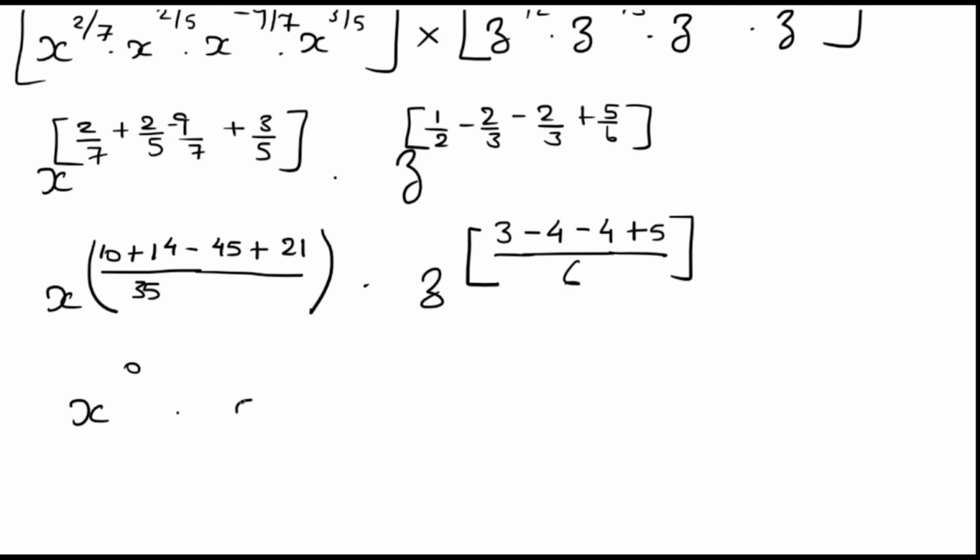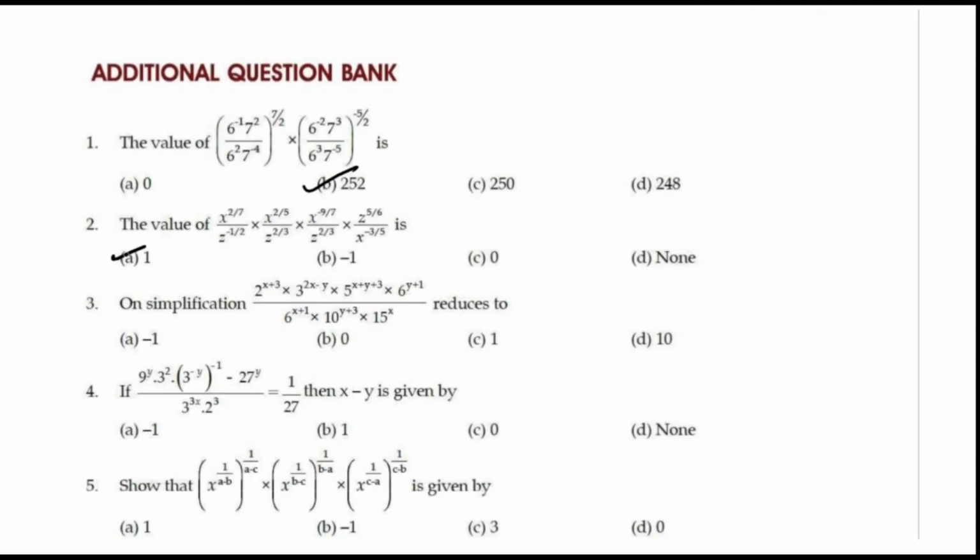So x to the power 0 and this side too, z to the power, when you add everything, you will get 0 divided by 6. So that will also become 0. So anything to the power 0 is 1. So this is 1 into 1. Answer is 1. Option number A. So option number A is the correct answer. Moving on to the next question.